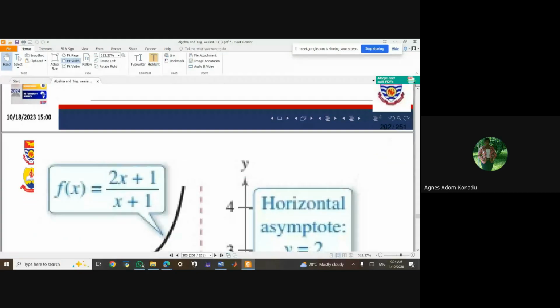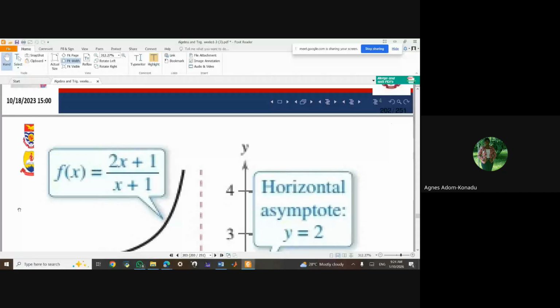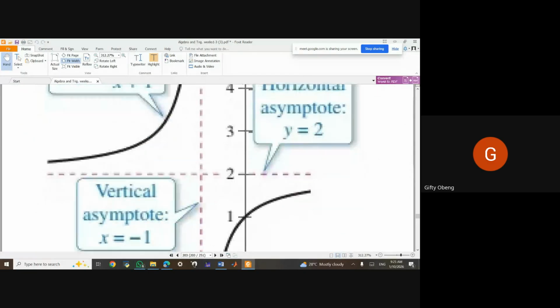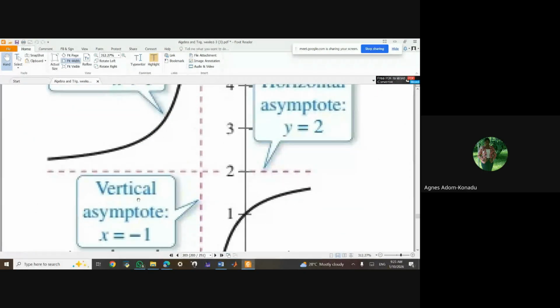Okay, so let's continue. With what I just told you, looking at f of s equal to 2s plus 1 over s plus 1, what will be my vertical asymptote? Negative one. So my vertical asymptote will be the line s equal to negative 1. Then what will be my horizontal asymptote? A over b, so it will be y equals 2.